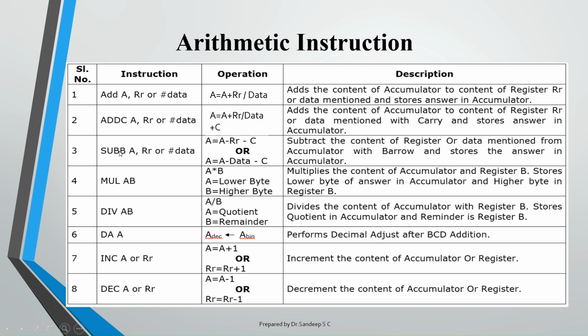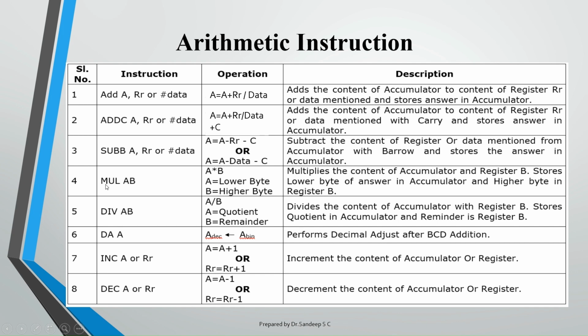Similarly, we have subtraction with borrow. We don't have only SUB, it's only subtraction with borrow. The same carry flag is used as a borrow here. The same flag will be used. That is A minus Rn. That is, the register content is subtracted from the accumulator, and the result is stored in the accumulator after subtracting both the content of the register and the carry flag.